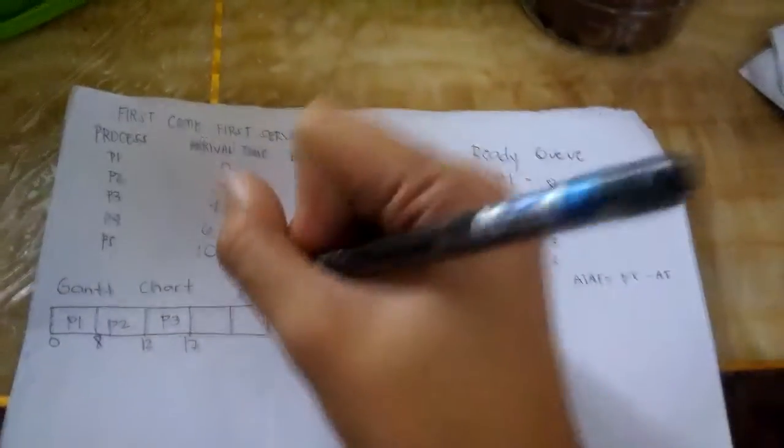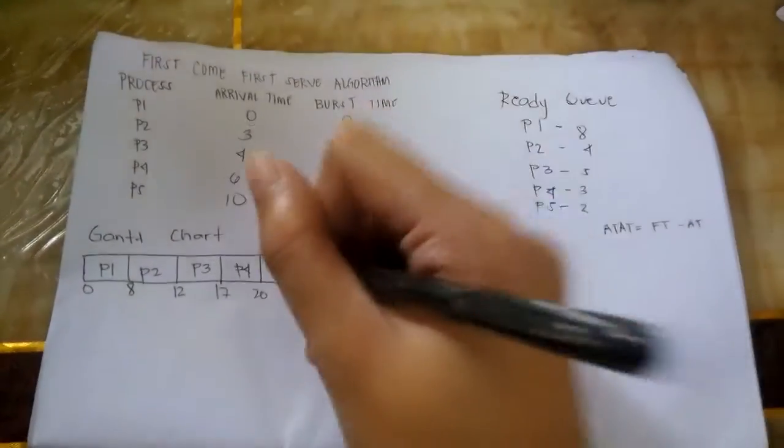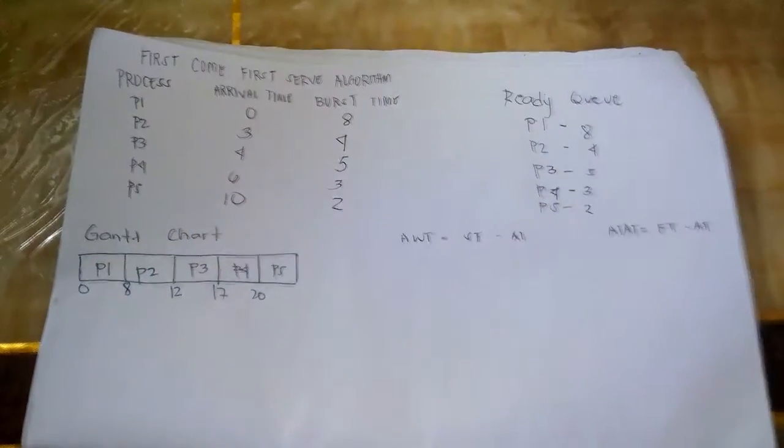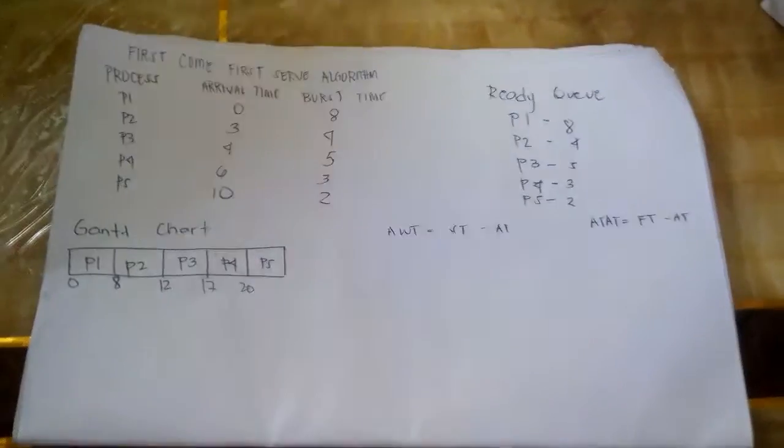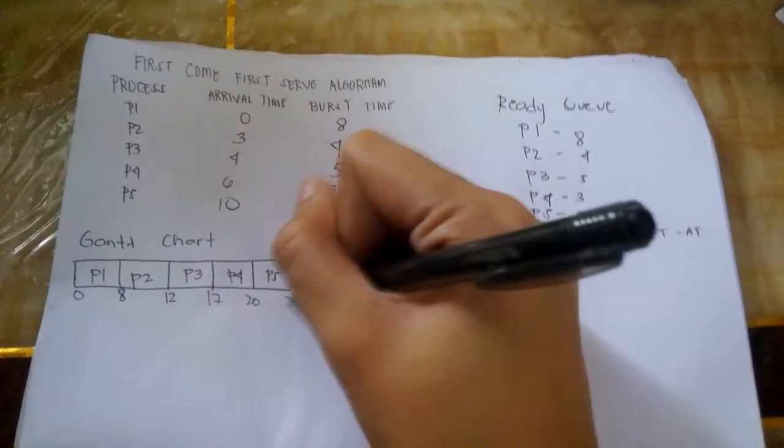The next process is P4. It starts at time 17 and will finish at time 20. The last process is P5, which starts at time 20 and ends at time 22.